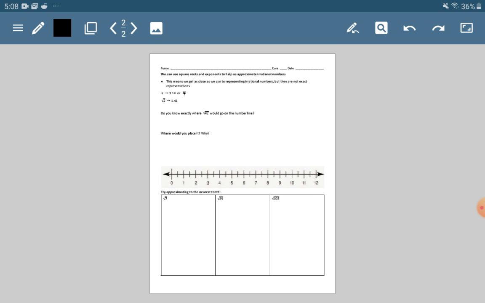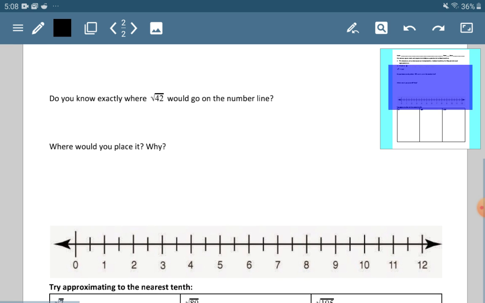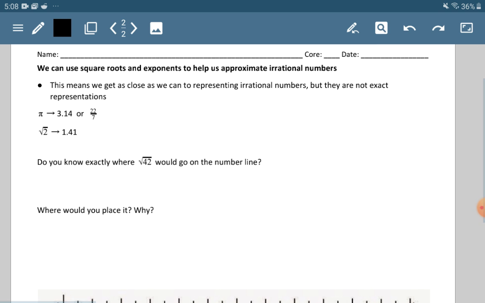So if you flip to the next page, we're actually going to practice approximating these a little bit. Again, it says at the top in bold, we can use square roots and exponents to help us approximate irrational numbers. Approximating means we can get as close as we can to representing that irrational number, but they're never going to be exact because in reality, those decimals continue on and on and on without stopping, without a pattern. So some common ones, like I said, pi, we use 3.14. That is not an exact representation. It's rounded, or it's an estimate, or it's an approximation. Square root of 2, a common one, is 1.41.